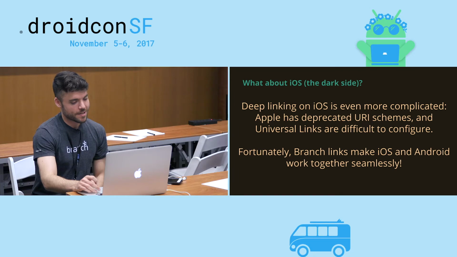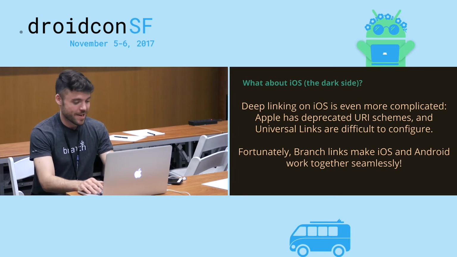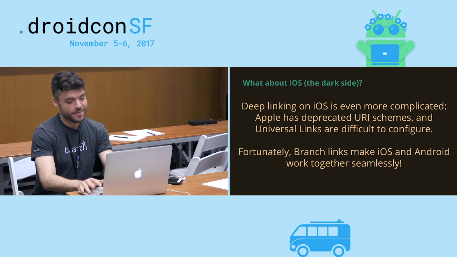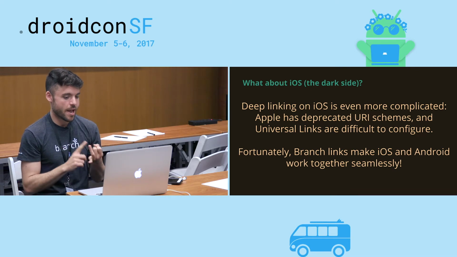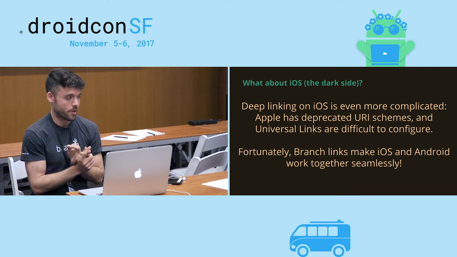Deep linking on iOS, I did not write this slide because I don't know anything about iOS, but I've been told that it's more complicated. It involves universal links. The good thing about Branch is that we handle all of your Android app link and your iOS universal link configurations for you automatically.